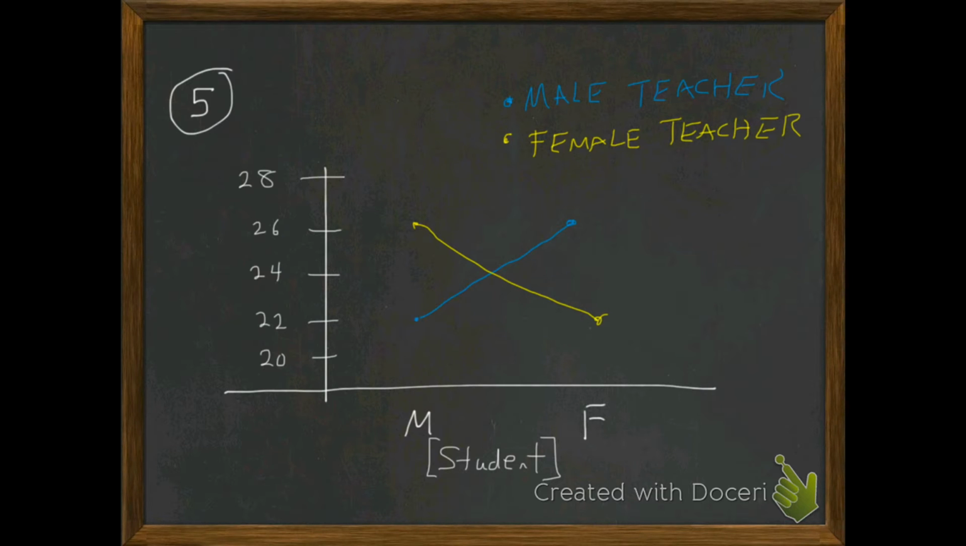So we have lines that cross, therefore we know that we have a statistically significant interaction, but when we examine the means of males, we get 24. Means across females, 24, so no statistically significant difference across gender of the student. Take the mean of the yellow line, we get 24. Take the mean of the blue line, we get 24. So there's no statistically significant difference across the gender of the teacher.